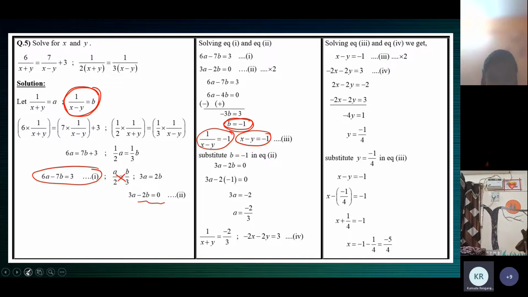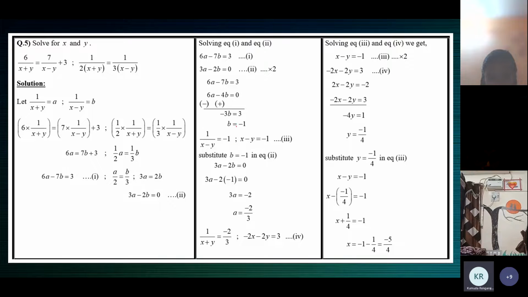I'll tell you how I got it. On solving the two equations, we got b is equal to minus 1. Now b is this one, so 1 by x minus y is equal to minus 1. I have taken reciprocals on both the sides. You can cross multiply and get the equation. The reciprocal of 1 by x minus y is x minus y, and the reciprocal of minus 1 is minus 1 itself.